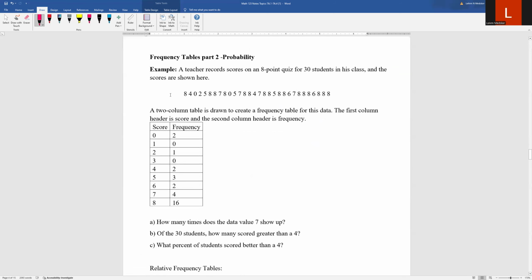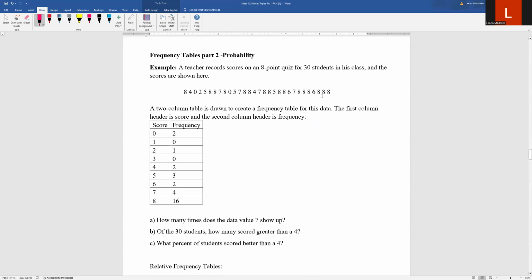Okay, and then here's part 2. So sometimes they will already have created the frequency table for you, and you just have to answer some questions about that. So instead of the histogram given to you, they've created a frequency table. Notice this was an 8-point quiz for 30 students in a class. So this is all the raw data. And then that teacher went through and said, okay, how many zeros do I have? I have 2. How many ones do I have?